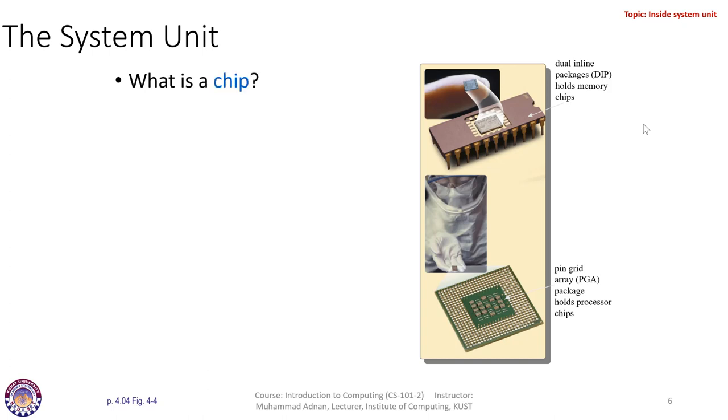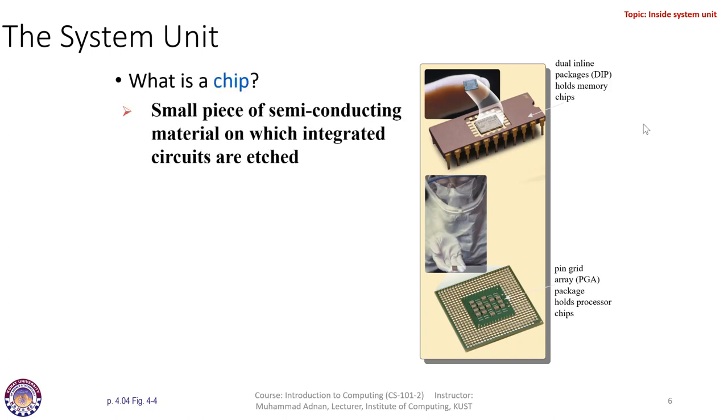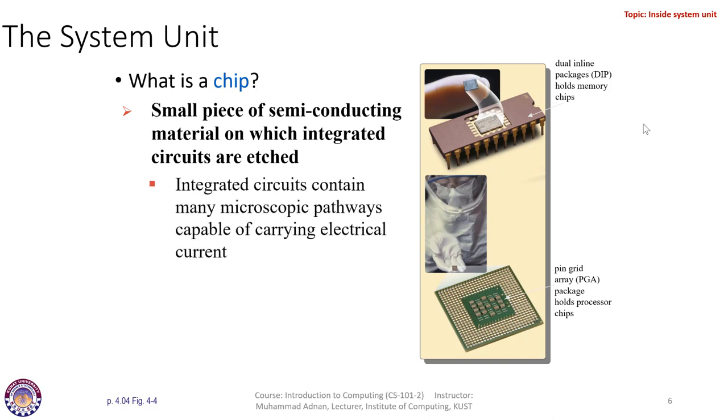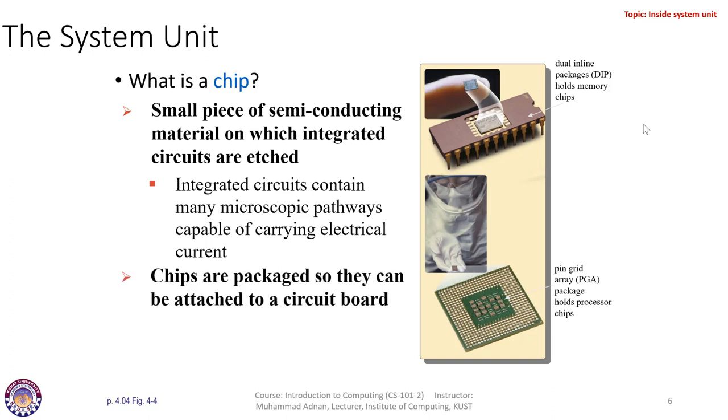And you can see that there are different types of chips that are snug in the motherboard. So somebody may ask you, what is a chip? It is a small piece of semiconducting material on which integrated circuits are etched. What does that mean? Integrated circuits are permanently etched inside it. The integrated circuit contains many microscopic pathways capable of carrying data or electrical signals. Chips are packaged so that they can be attached to a circuit board.